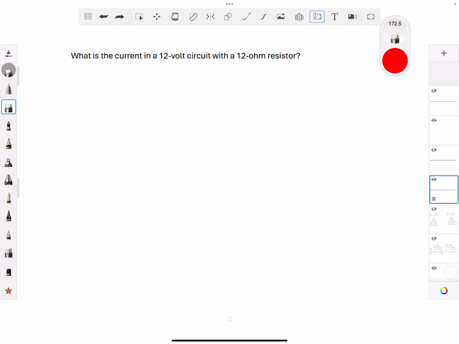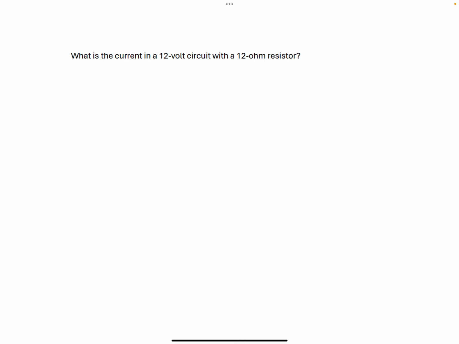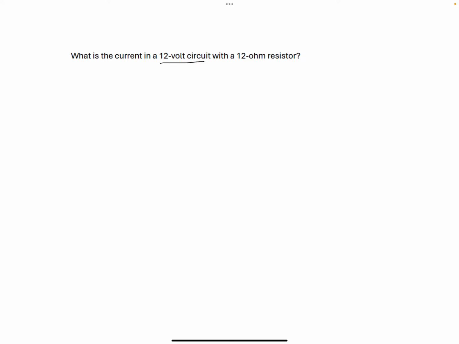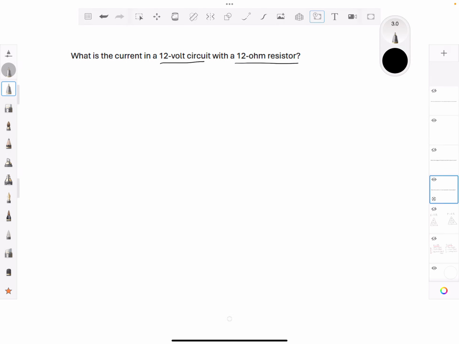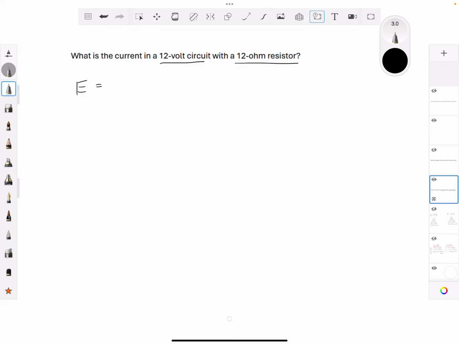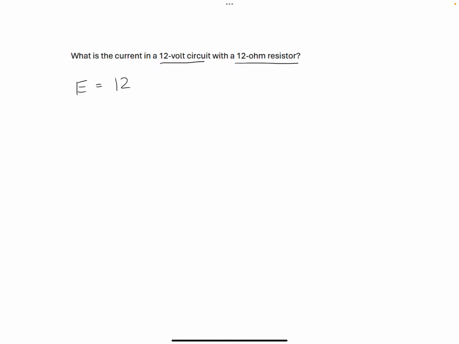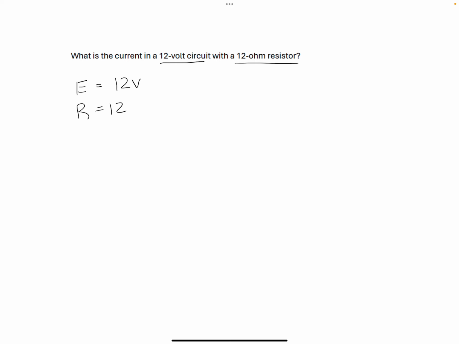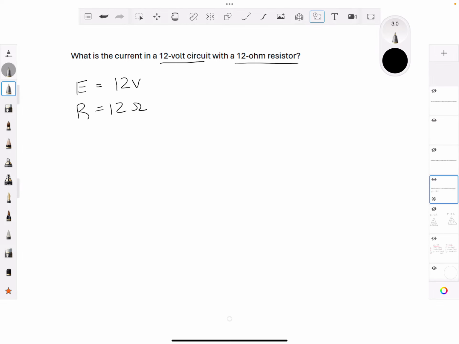All right, so we're back to our problem. Whenever I'm solving any sort of problem, there's a method that's the best way to go about it. You're going to want to first write down everything that you know from the problem. So right here, I've got 12 volts, and I have 12 ohms. I'm going to write it out with the variables. E is equal to 12 volts, because E is voltage. R is 12 ohms. All right, perfect.